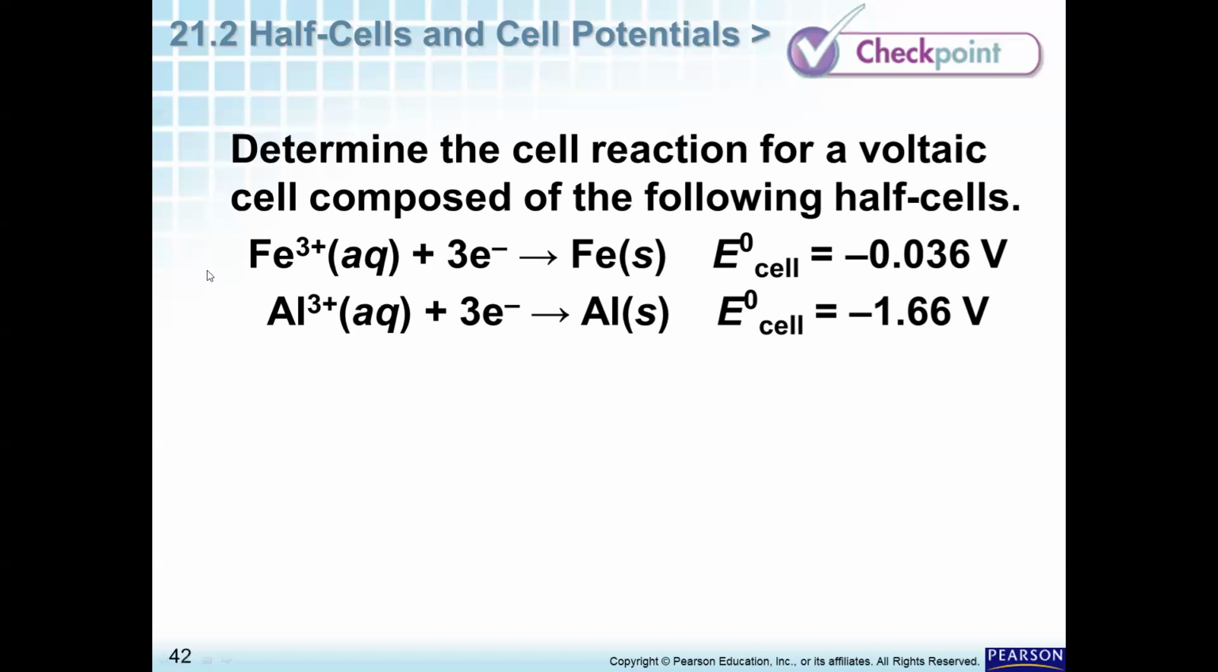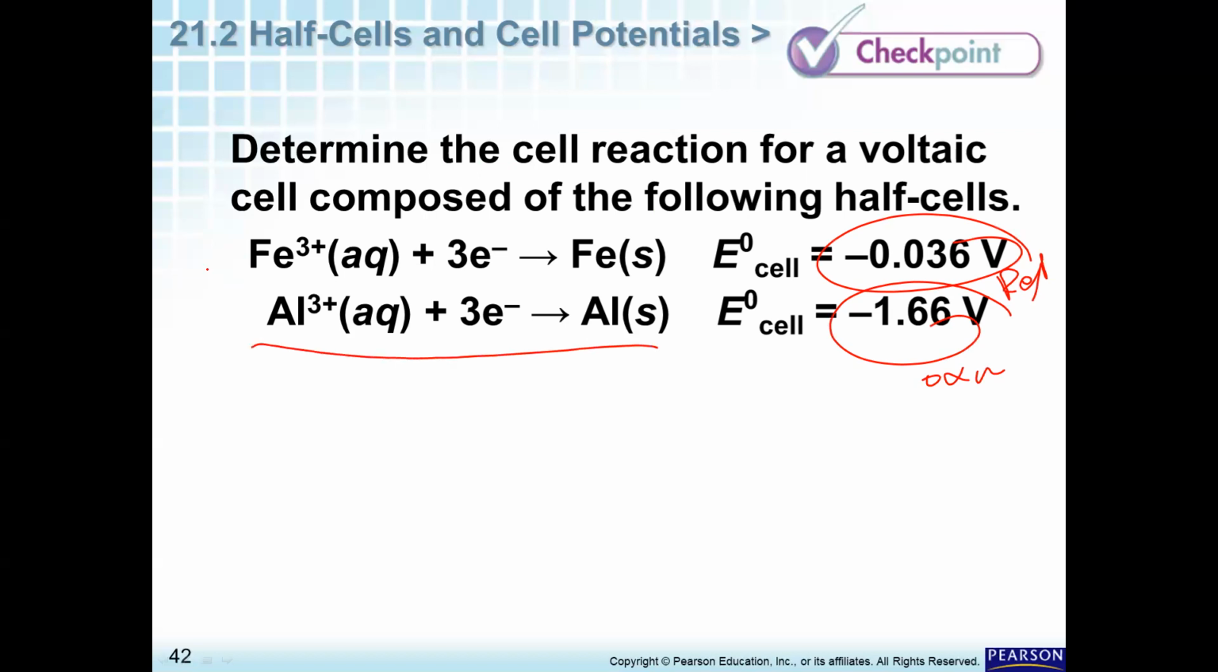Both of them are negative. If one was positive and one negative, it would be easier: the positive one is reduction and the negative one is oxidation. But when we have two negatives, the least negative is the one which undergoes reduction. So this is the one which will undergo reduction, and this is the one which will undergo oxidation.